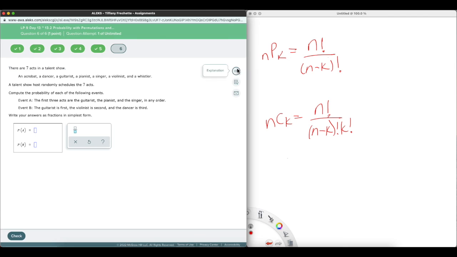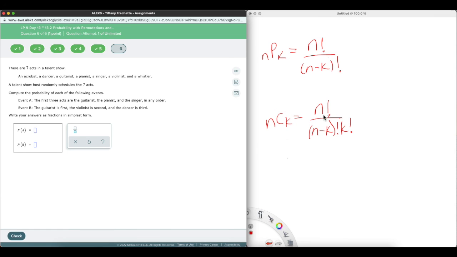So for our event, we have event A, the first 3 acts are guitarist, pianist, and the singer in any order. So this is going to be a combination. It doesn't matter if the guitarist goes, and the pianist goes, and the singer goes, or if it's the pianist and the guitarist and the singer, or the singer, guitarist, pianist. It doesn't matter. They're all going to go. Right? So that's a combination.